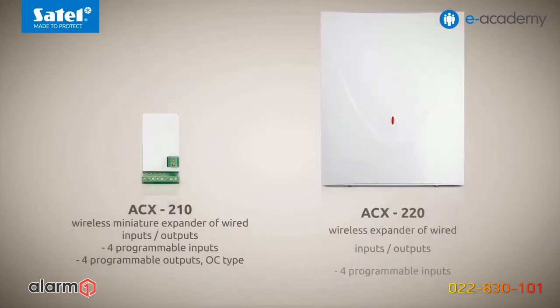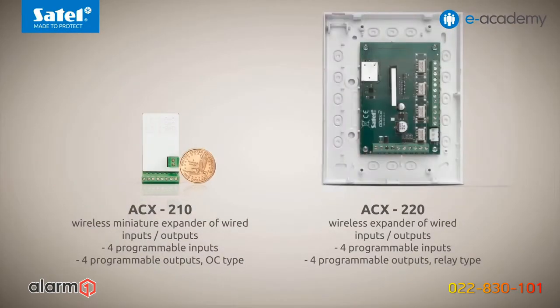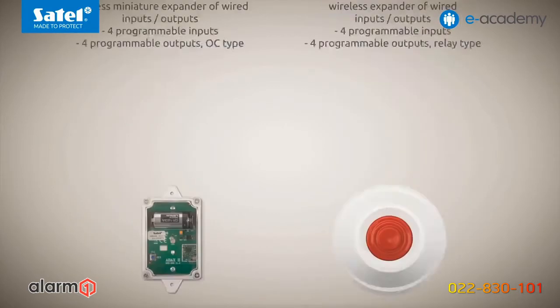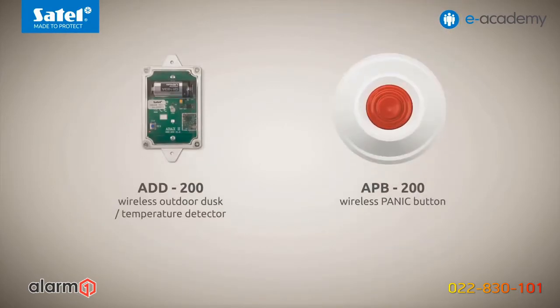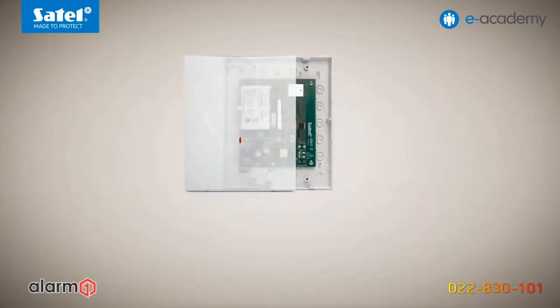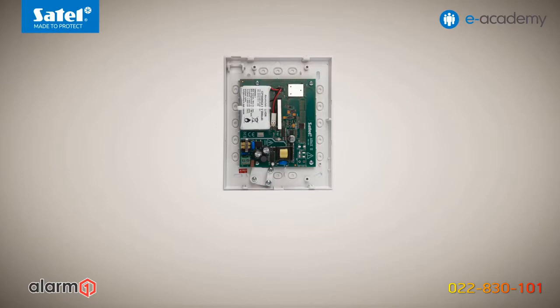For expansion of the ABAX 2 system with wired devices, two expanders can be used. Each of them has 4 inputs and 4 programmable outputs. The miniature model comes with OC type outputs. The big version has relay outputs. A further 2 devices of a new type are the ADD200 wireless outdoor dusk and temperature detector and the ABP200 wireless panic button.